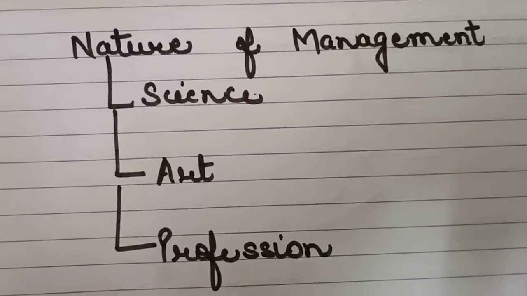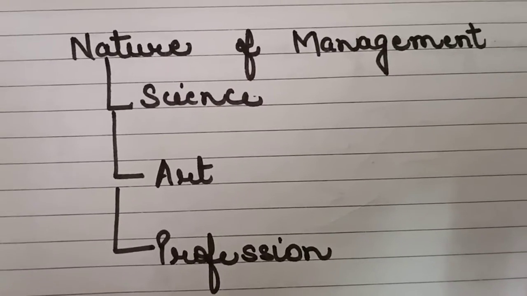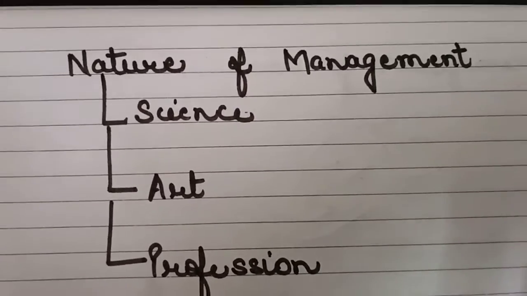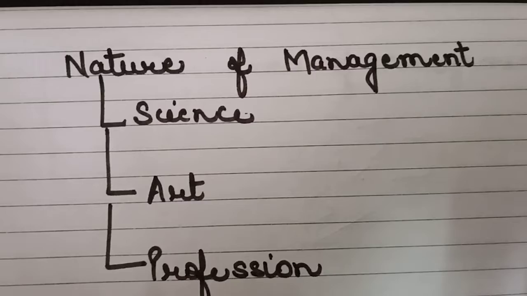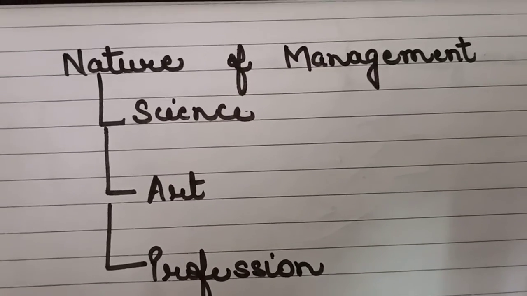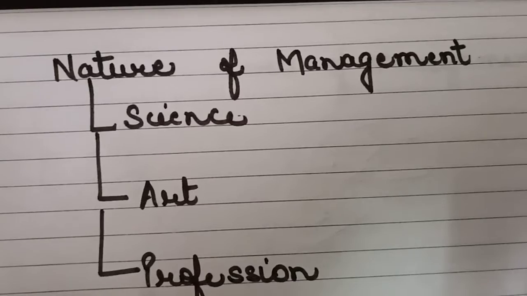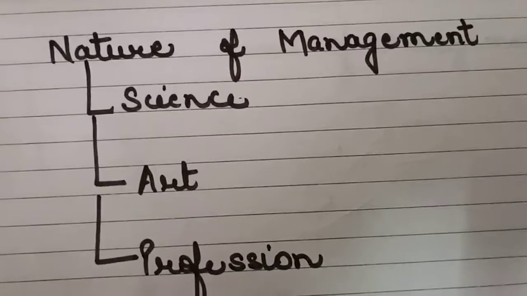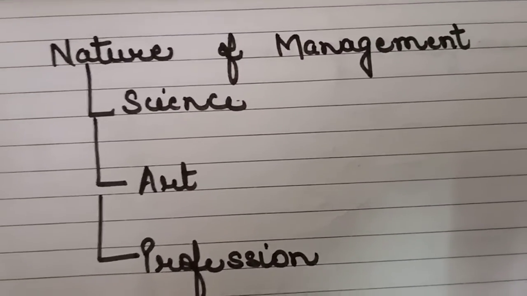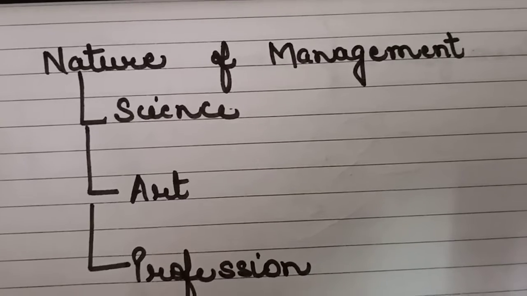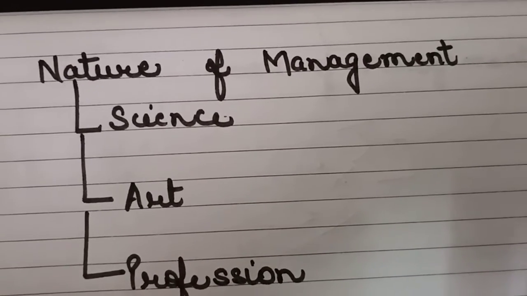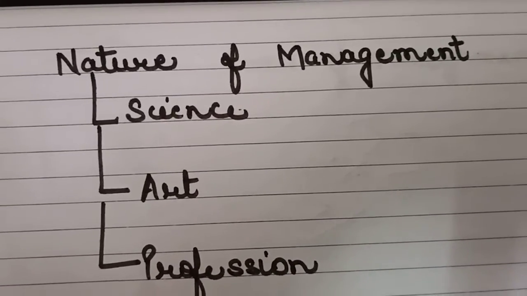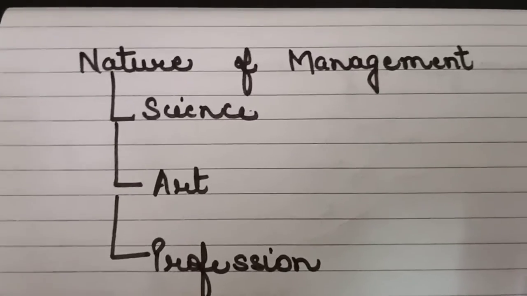So for 3 and 4 mark case studies, the only thing that you need to do is identify how management is behaving in that case study. And for identifying whether management is behaving as science, as an art, or as a profession, we need to understand certain features of science, art, and profession which are found in management as well. So for understanding those case studies, you need to understand these features, because these features are the keywords which will help you in identifying the nature of management in those questions.